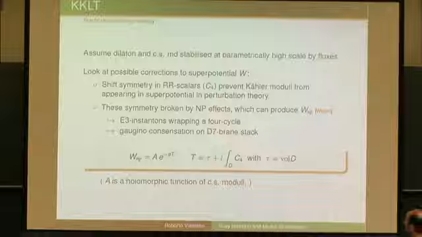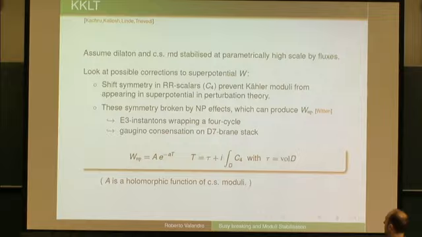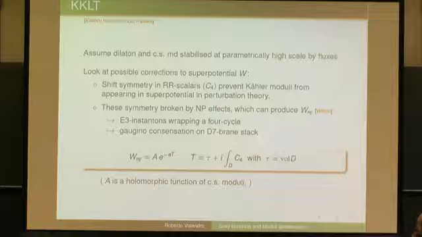And actually, there are non-perturbative effects that can produce a non-perturbative superpotential, and these are the famous D3 instantons. So these are D3 branes wrapping a 4-cycle in the compact manifold, or gaugino condensation on a stack of D7 branes, for example, that realize a pure super Yang-Mills. The superpotential will be of this form: an exponential of the complexified Kähler modulus, with a prefactor that will depend on the complex structure moduli.